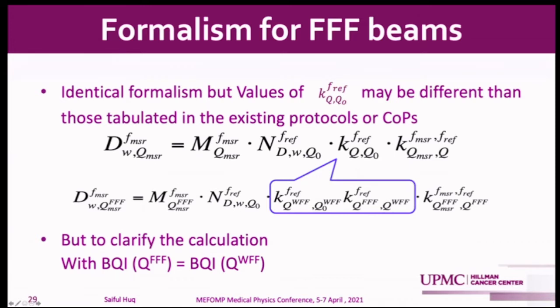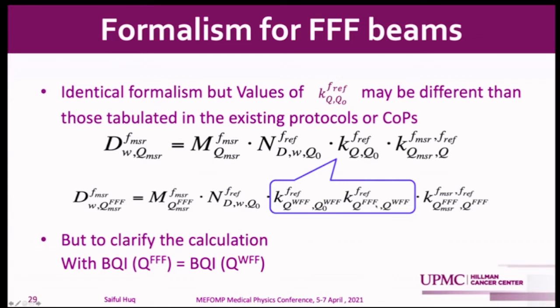So as I mentioned, the formalism is identical for FFF beams, but the complication comes from this KQ-Q0 for the FFF beam. So the code of practice broke this down into two components, as shown here. One of them corresponds to a hypothetical flattening filter free beam and a hypothetical beam with flattening filter, both in the same machine, where you are considering your MSR field.